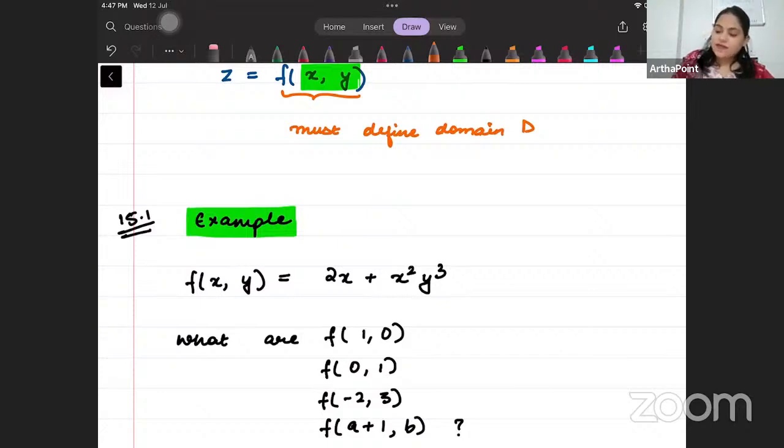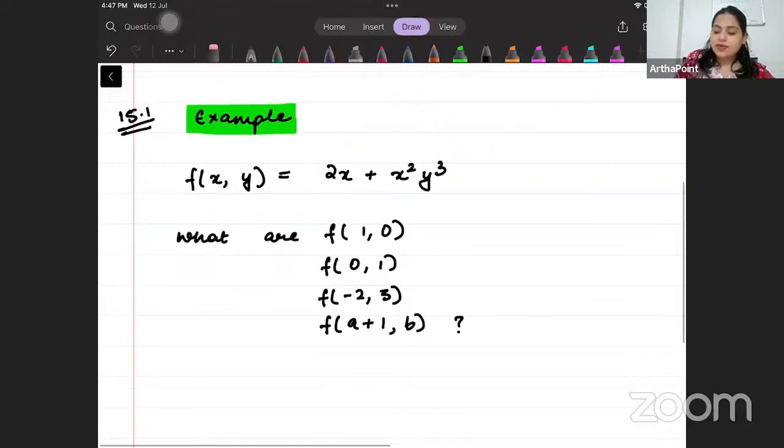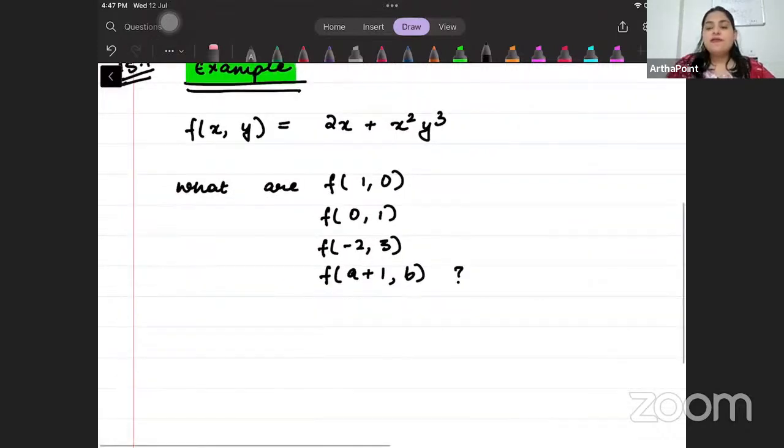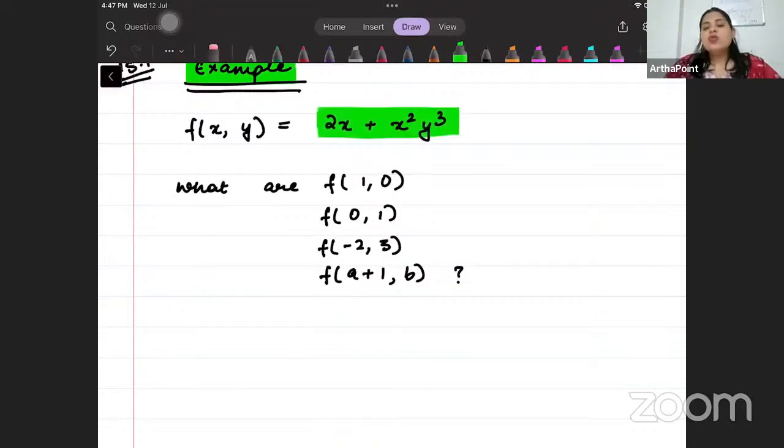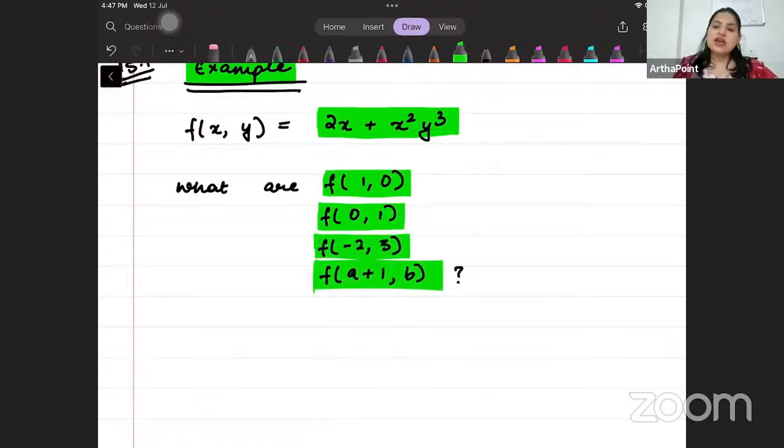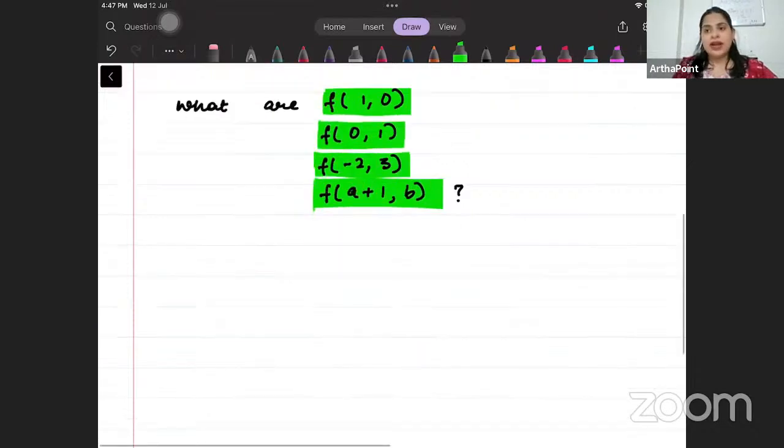Wait, let's take the first example. This is example 15.1. You are given a function, 2x plus x square y cube. And it is asking you to give the different values of the function for the corresponding values of x and y: f(1,0), f(0,1), f(-2,3), f(a+1,b). You have to find all these values.